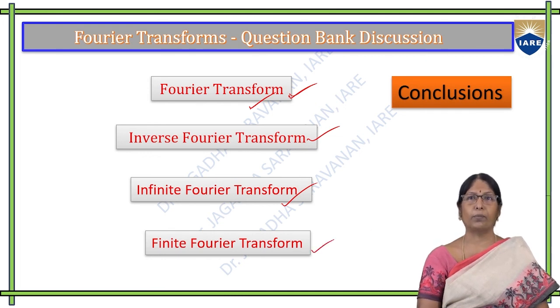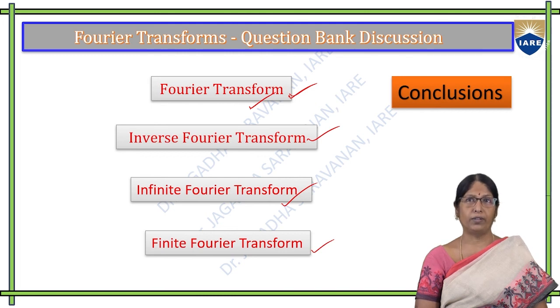Finally, we discussed the problems. These are all the problems which dominate the question bank in the second module, Fourier transforms. The finite Fourier transform, where x lies between 0 to L, which is finite, and the Fourier transform connected to that, we also discussed in detail.